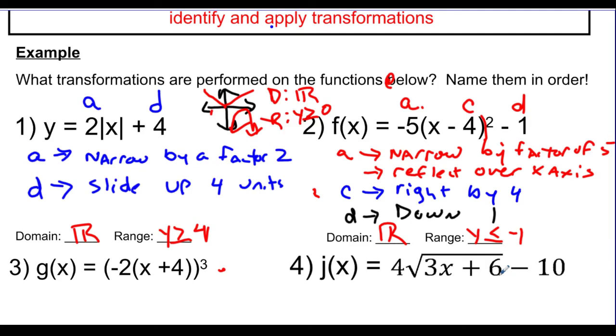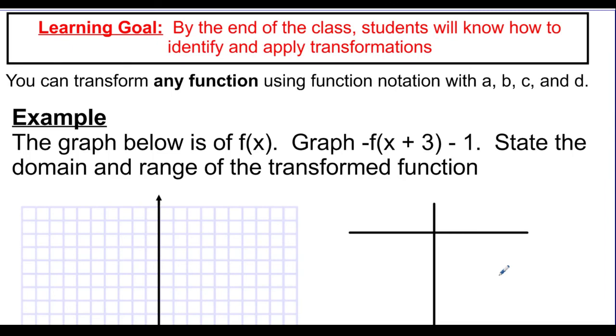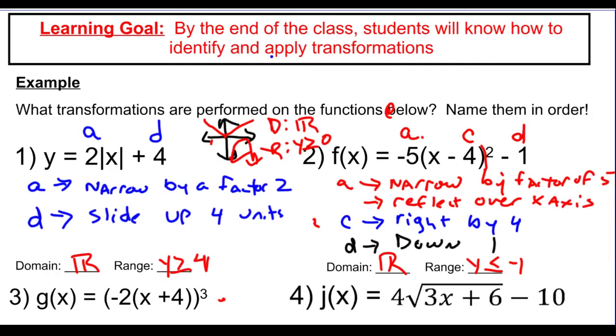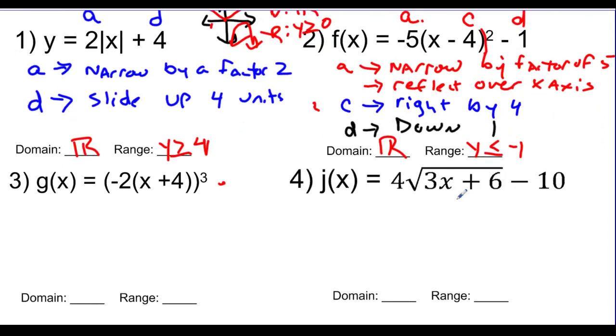So I'm going to show you the next two, and I'm going to let you try these ones out. Okay, so here are two more. This is a cubic function and a square root function. And all I want you to do, don't worry about domain and range, is describe the changes that are happening. The sliding to the left and the right, the sliding up and down, any narrowing, any reflecting. Just make a list in words of all of those things.